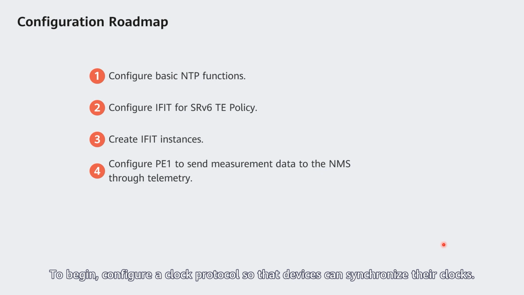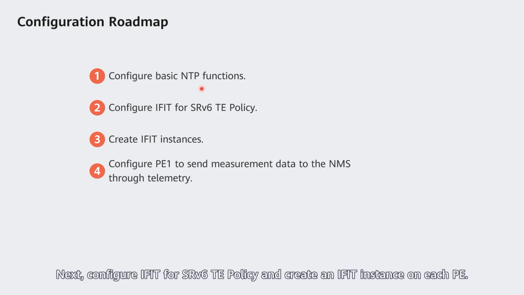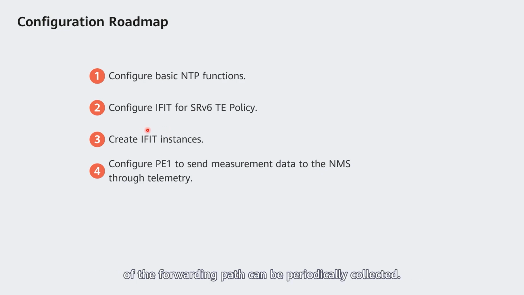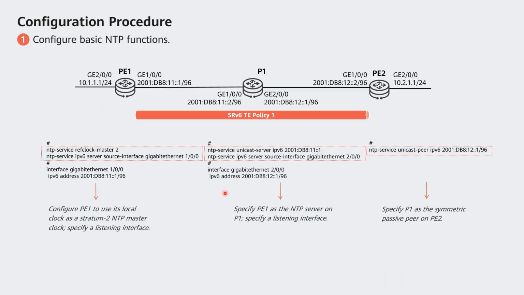To begin, configure a clock protocol so that devices can synchronize their clocks. We use NTP as an example. Next, configure IFIT for SRv6 TE policy and create an IFIT instance on each PE. This ensures that statistics on the packet loss rate and transmission delay of the forwarding path can be periodically collected. Finally, configure PE1 to send measurement data to the NMS through telemetry. Let's dive into the specifics.